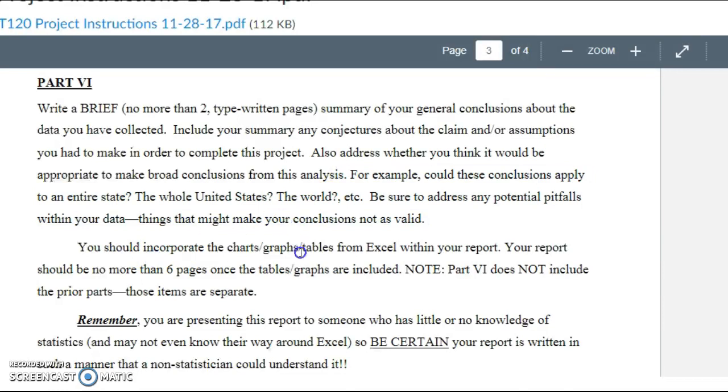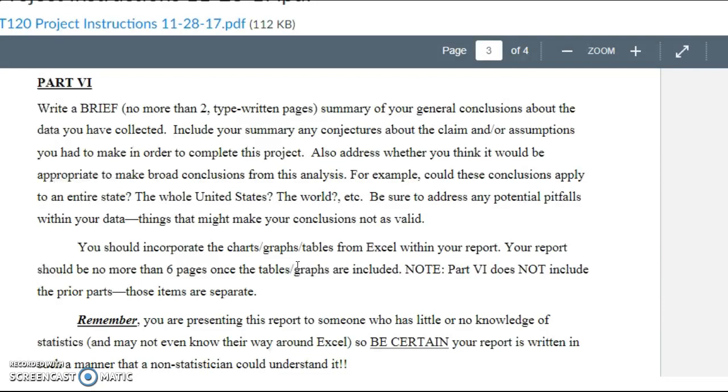You should incorporate charts, graphs, tables from Excel within your report. You don't necessarily have to use Excel. Use something, though. Your report should be no more than 6 pages once the tables, graphs are included. Note Part 6 does not include the prior parts. These items are separate. So that means you want additional tables and graphs.